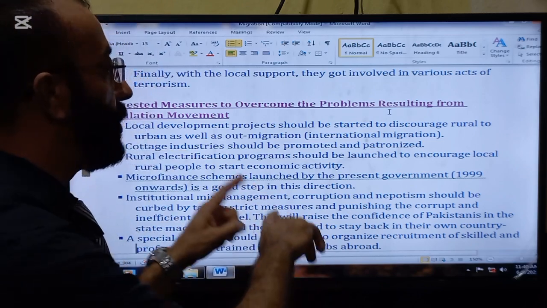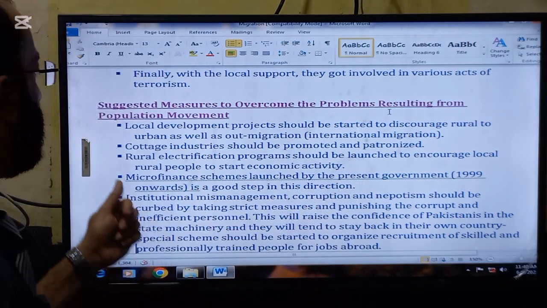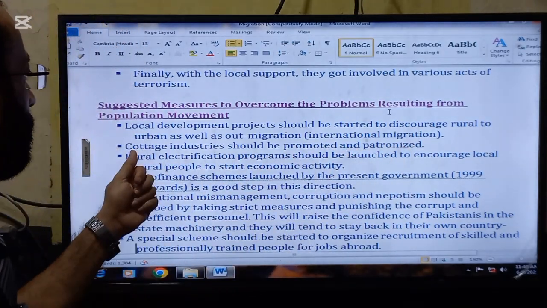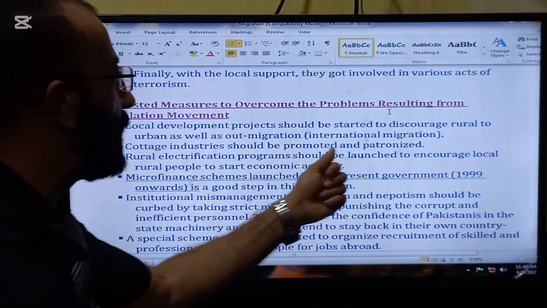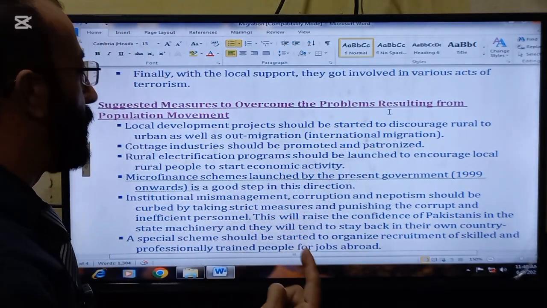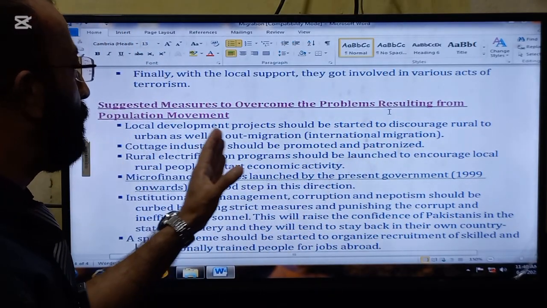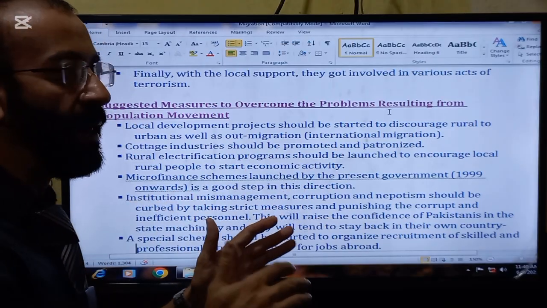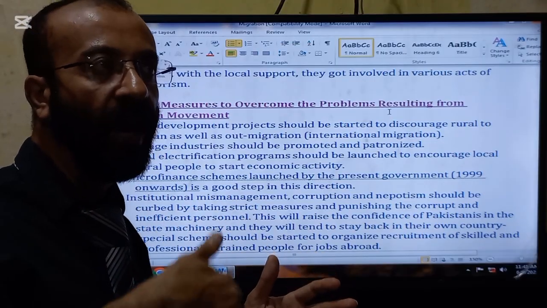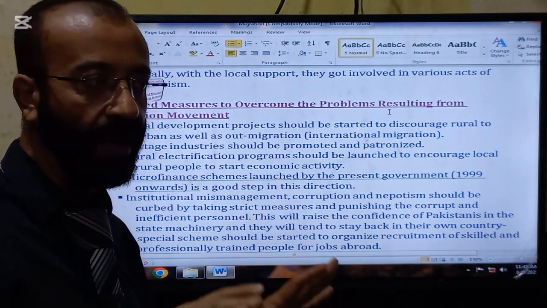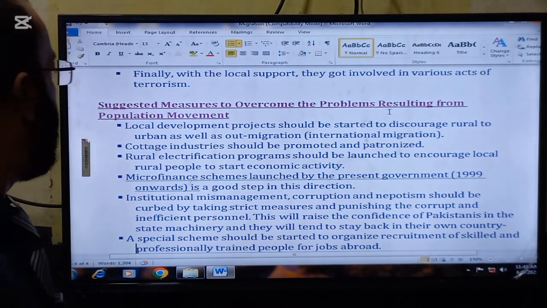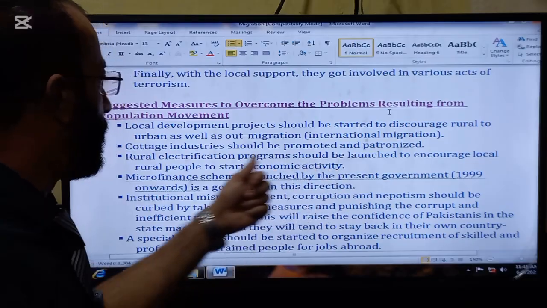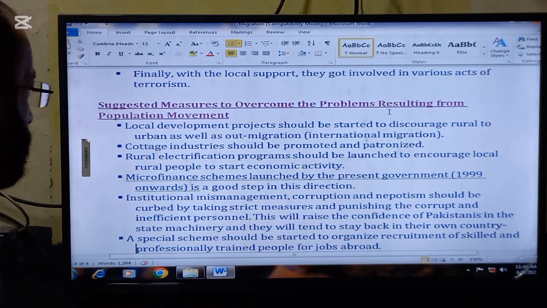So the measures to cover the problems are: number one, local development projects should be started to discourage rural to urban as well as out migration, that is international migration. So the first solution is that local development programs should be started so that people are discouraged to go out of Pakistan. So they may settle in their own country if facilities are available. Number two, cottage industries should be promoted and patronized. So this is another solution.